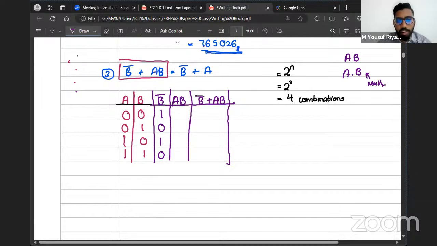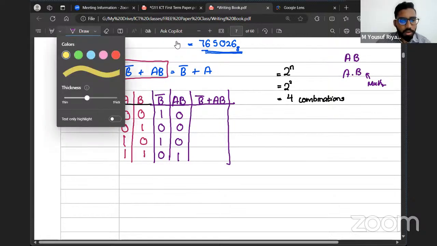Okay. Now, based on that, when you have 0 and 0, what will be the overall result? It's going to be 0. 0 and 1, that's also going to be 0. Then 1 and 0, that's also going to be 0. 1 and 1, that's going to be 1. Keep in mind, the AND gate will give you 1 only when all the inputs are 1. So here A and B are the inputs, and only when all the inputs are 1, the AND gate will give you 1.